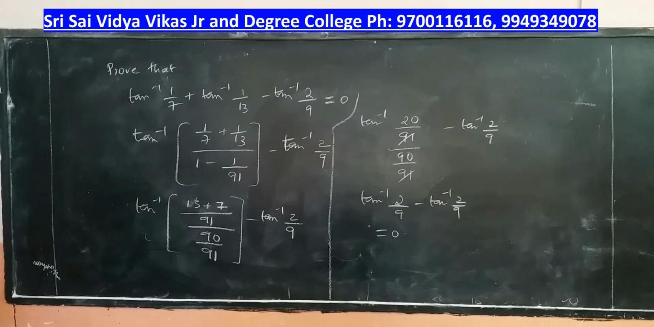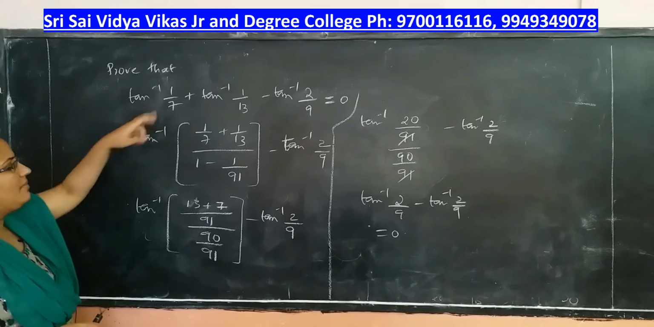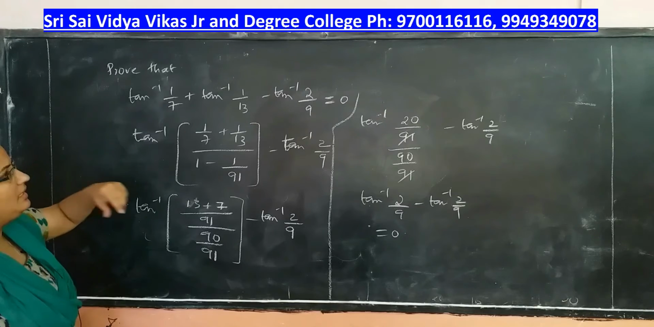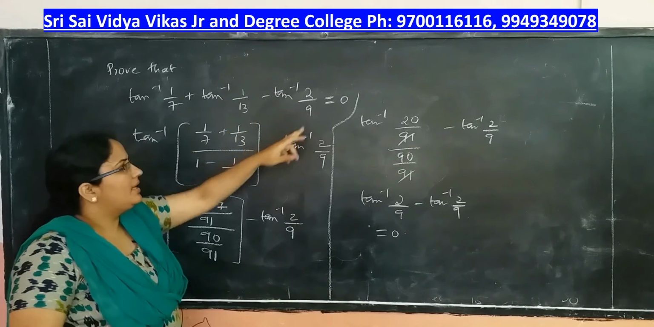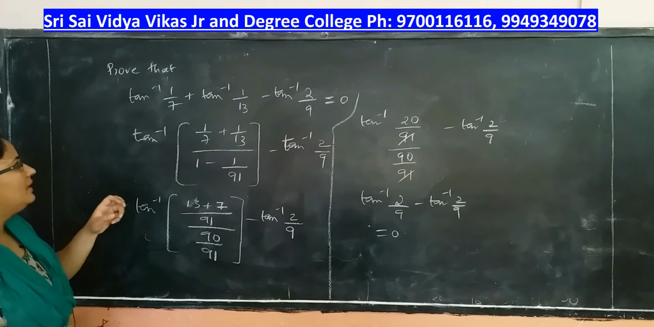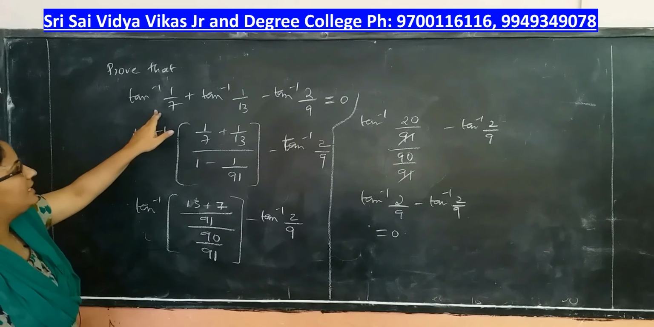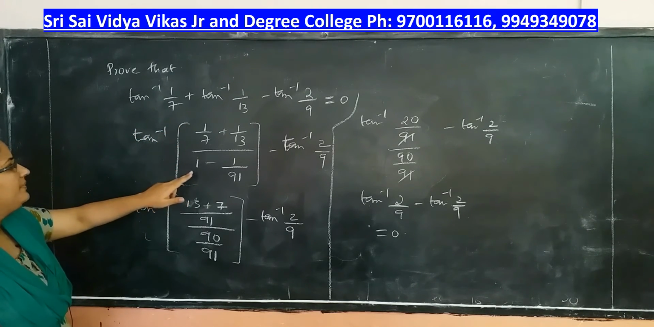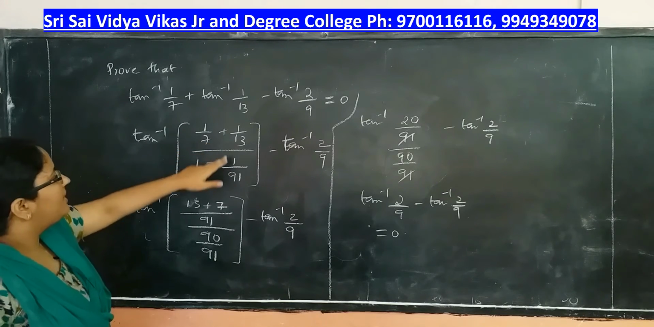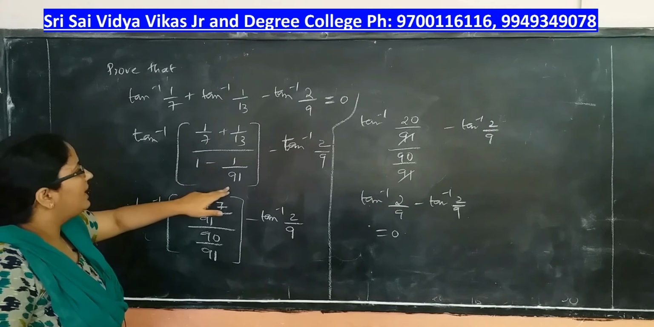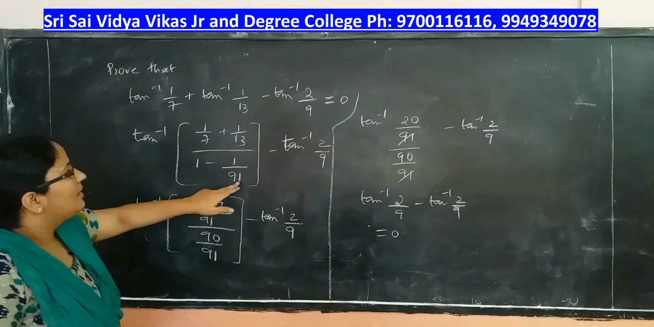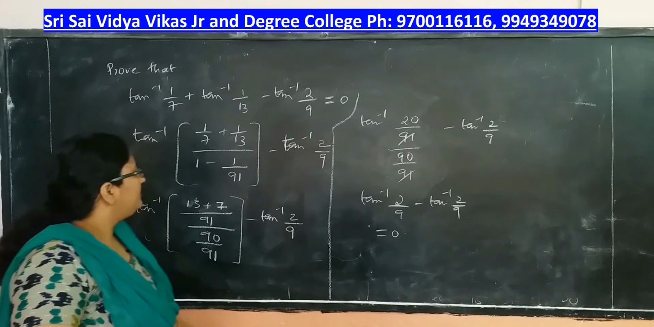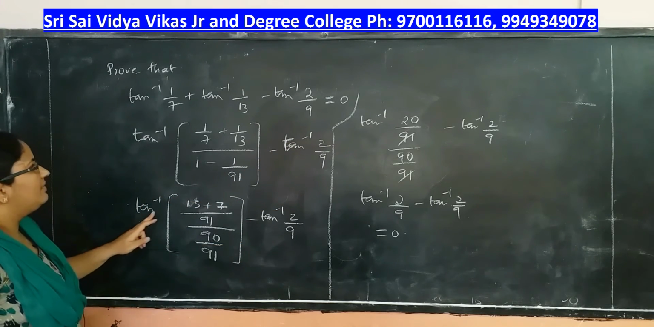The next problem: we have to prove that tan inverse 1 by 7 plus tan inverse 1 by 13 minus tan inverse 2 by 9 is equal to 0. We have a formula: tan inverse x plus tan inverse y is tan inverse of (x plus y) by (1 minus xy). That is tan inverse of (1 by 7 plus 1 by 13) by (1 minus 1 by 91), minus tan inverse 2 by 9.